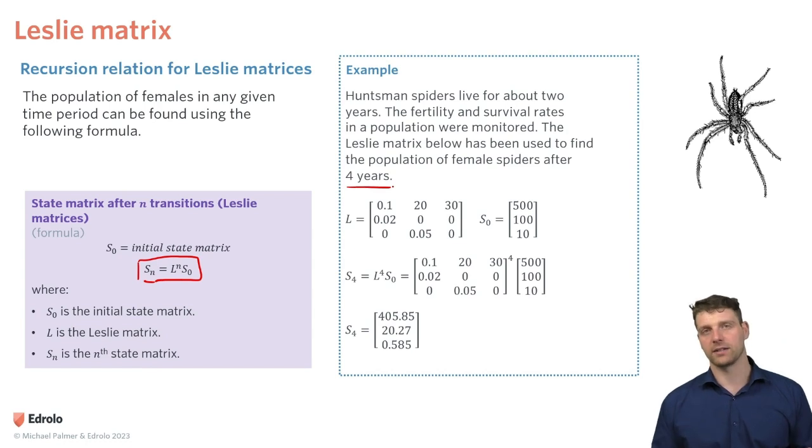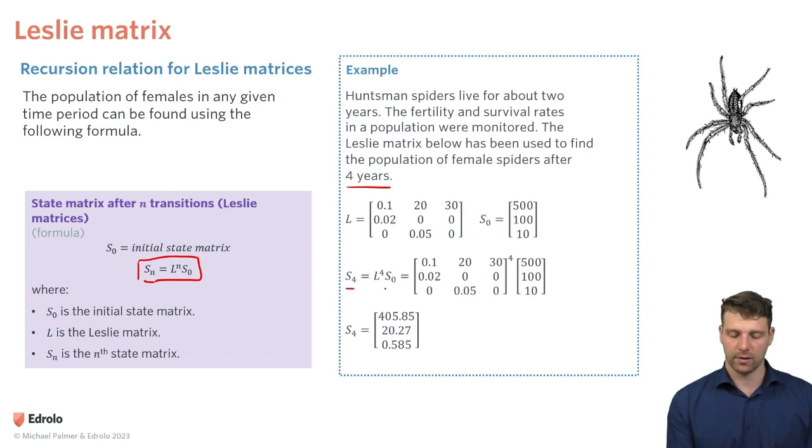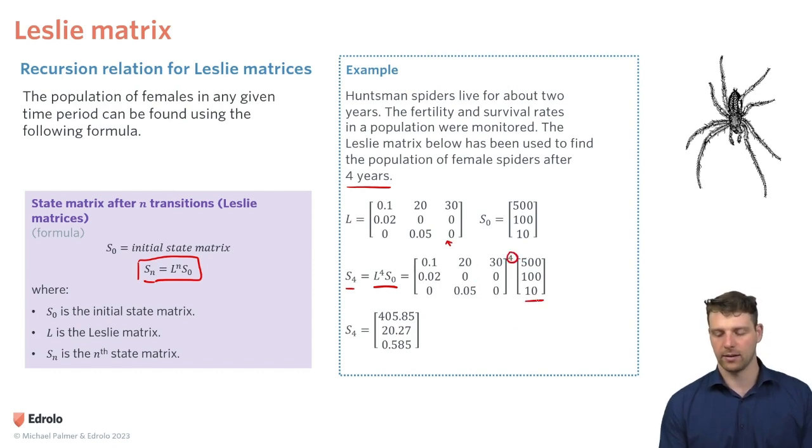Okay, so I've done this calculation for you. If I want S4, then what I can do is write L to the power of 4 times S0. So L is here, so I raise that matrix to the power of 4 and then multiply by the initial state matrix. If you put this in the calculator, then you'll get S4 is these numbers here. Usually you'd be prompted to round your answer to the nearest whole number, and if we did that, what we'd be predicting would be 406 baby spiders, 20 one-year-old spiders, and 1 2-year-old spider.